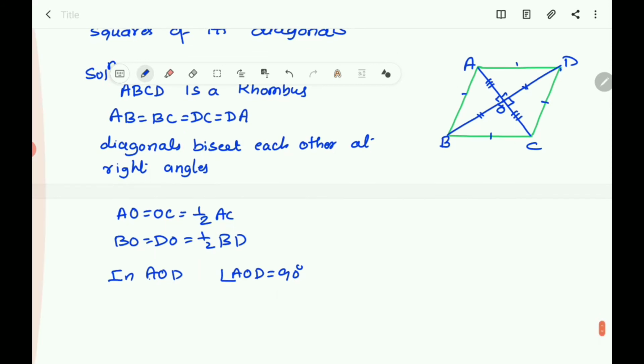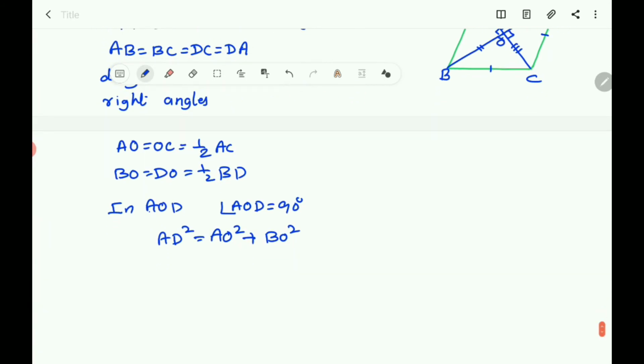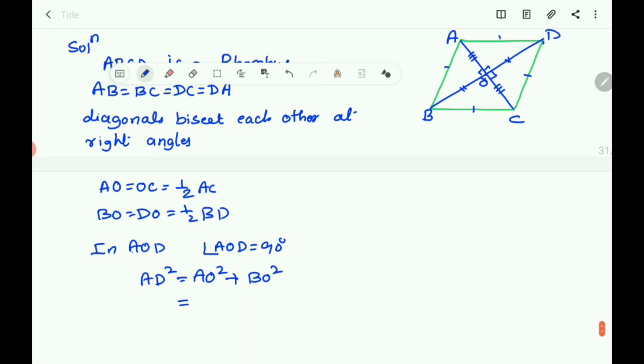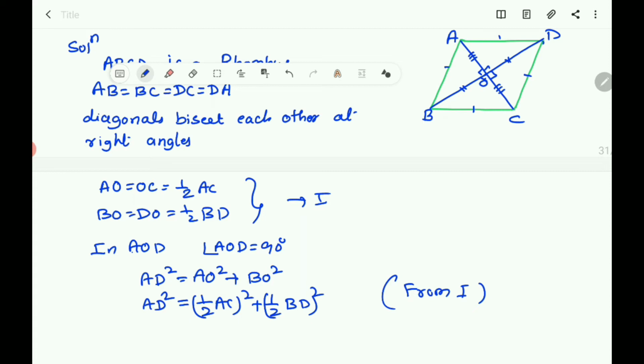AD becomes the hypotenuse, so AD square is equal to AO square plus BO square, that is, AD square is equal to half AC whole square plus half BD whole square. So you can write this from first.